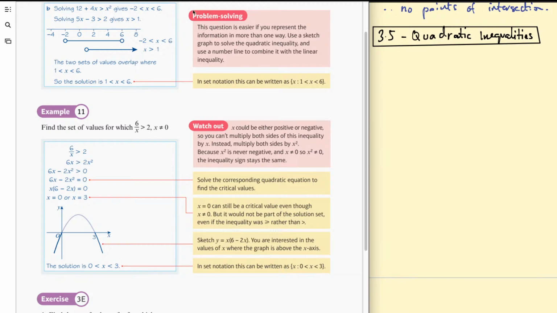And here it says a little hint. This question is easier if you represent the information in more than one way. Use a sketch graph to solve the quadratic inequality, and use a number line to combine it with the linear inequality. Okay, nice tip there.